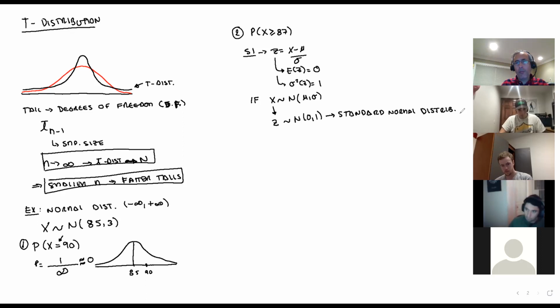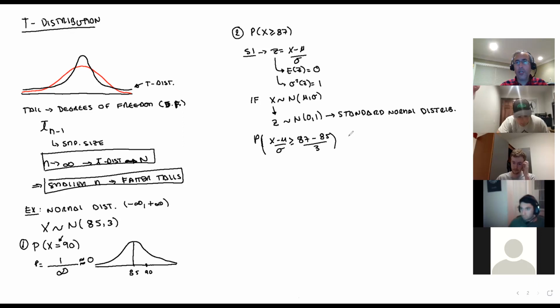So guys, step number one basically is transform your X into Z. Right? So how do we do that? Well, I have my P. What I will do is I will do X minus mu over sigma. And what I do in one side, I need to do in the other side. It's going to be 87 minus my mean, which is 85, divided by a standard deviation of 3.